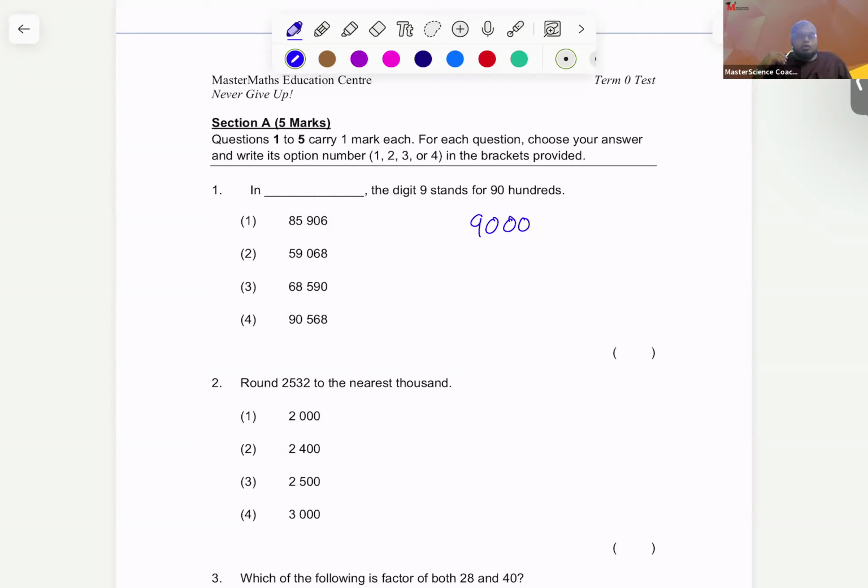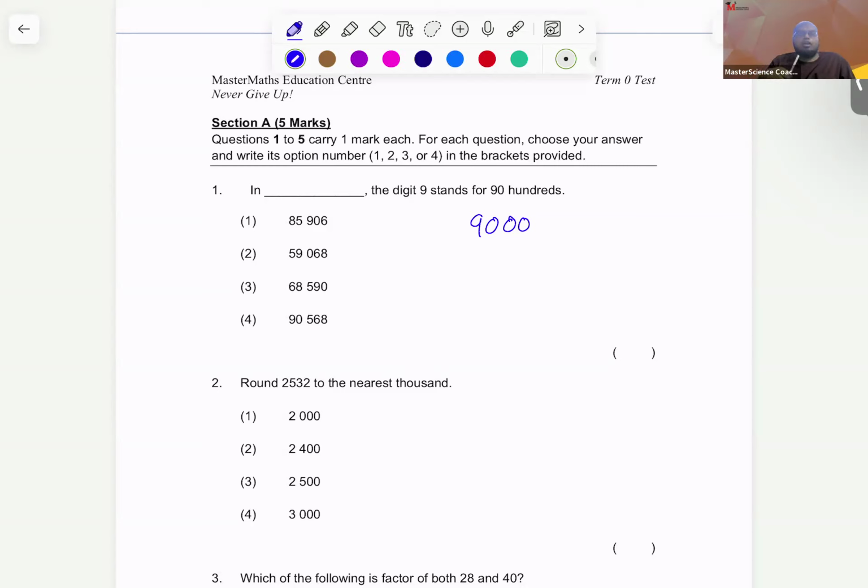Okay? So the answer is actually which number? Safa, which number here got 9,000 for the digit 9? Number 1, number 2, number 3, number 4. Which one? 2. Correct. Okay. Number 1 is 900. Number 2, 9,000. Number 3, 90. Number 4, 90,000. Okay. So that's why number 2.